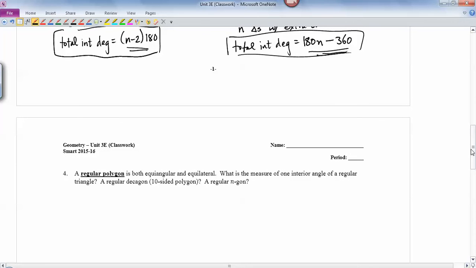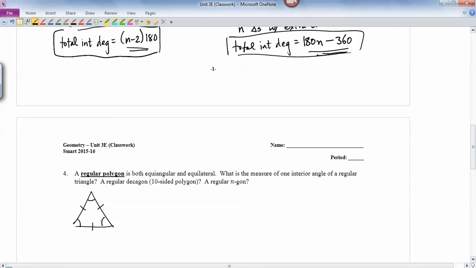So a regular polygon has one that's both equiangular and equilateral, which really means it's like the perfect looking shape of however many sides it has. So like if it had 8 sides, it would look like a stop sign. If it had 4 sides, it would be a square. Right? So what's the measure of one interior angle of a regular triangle? Well, a regular triangle is equilateral and it's equiangular.